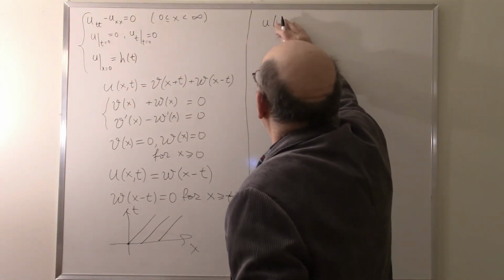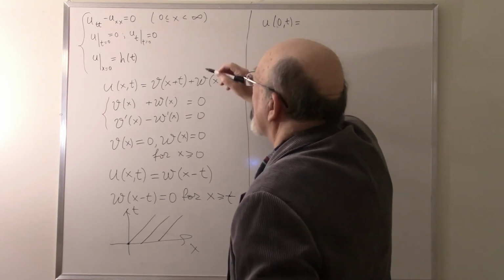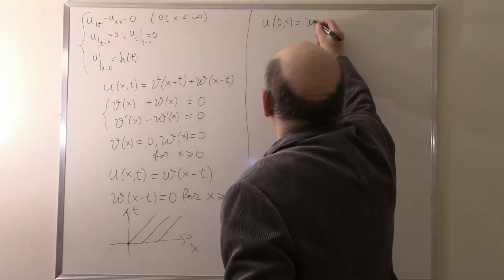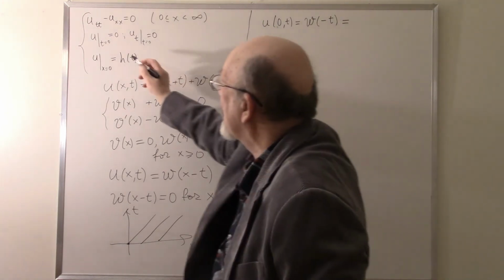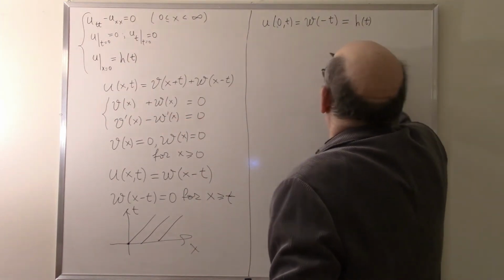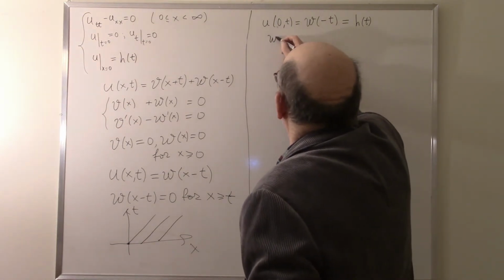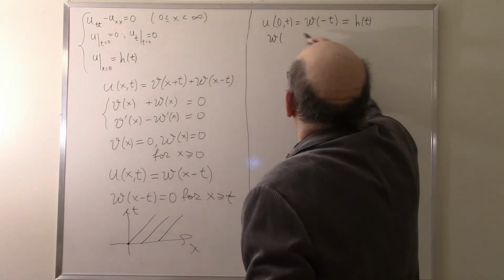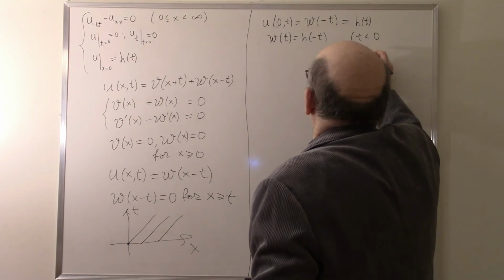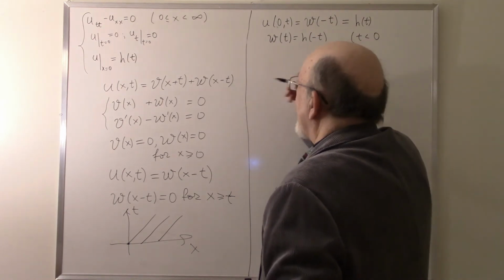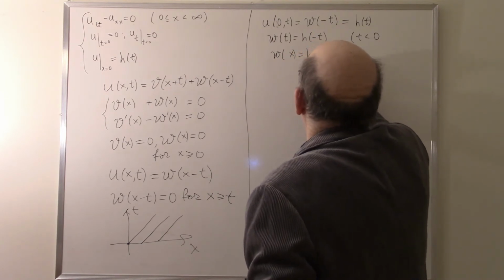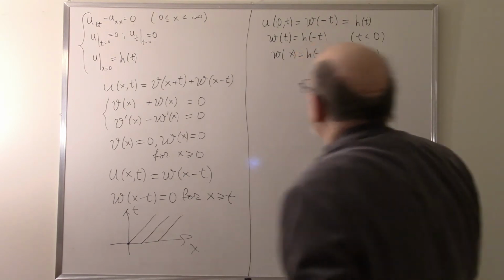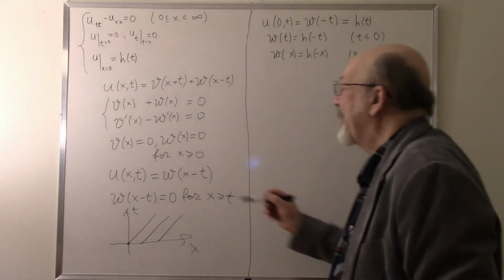So we have only one way to use the last condition. u of 0 t equals w of x minus t, which we don't know, but by this condition it equals h of t, which is a given function. So we can write that w of minus t is h of t, so w of t equals h of minus t if t is negative, or w of x is h of minus x if x is negative. And so we find the solution.